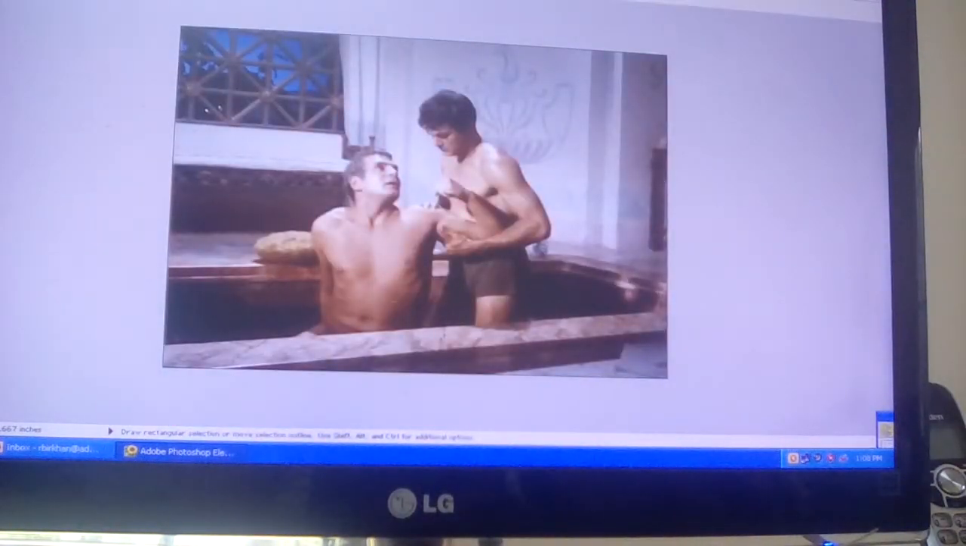Here we have Spartacus. Once again, we have the bathroom scene. This is Tony Curtis, Jamie Lee Curtis's father. And we have Laurence Olivier here.